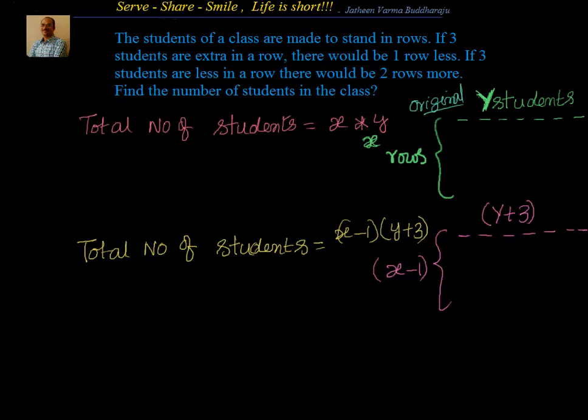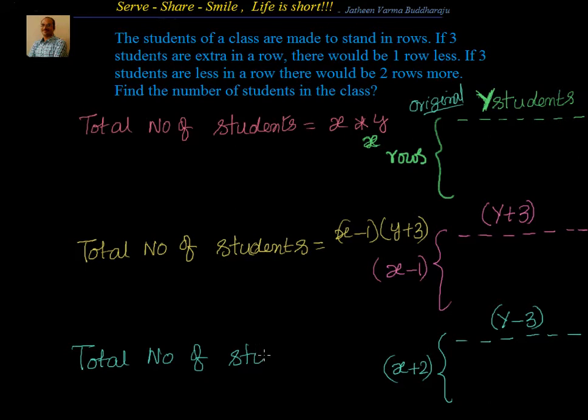Now let's look at the third scenario. In the third scenario, we have if 3 students are less in a row, that means the students in the row became Y minus 3 now. In that case, there would be 2 rows more. So X will be added by 2, so it will become X plus 2. So what is the total number of students according to this scenario? Total number of students in this scenario, which should be the same as the earlier two cases, is equal to X plus 2 into Y minus 3.